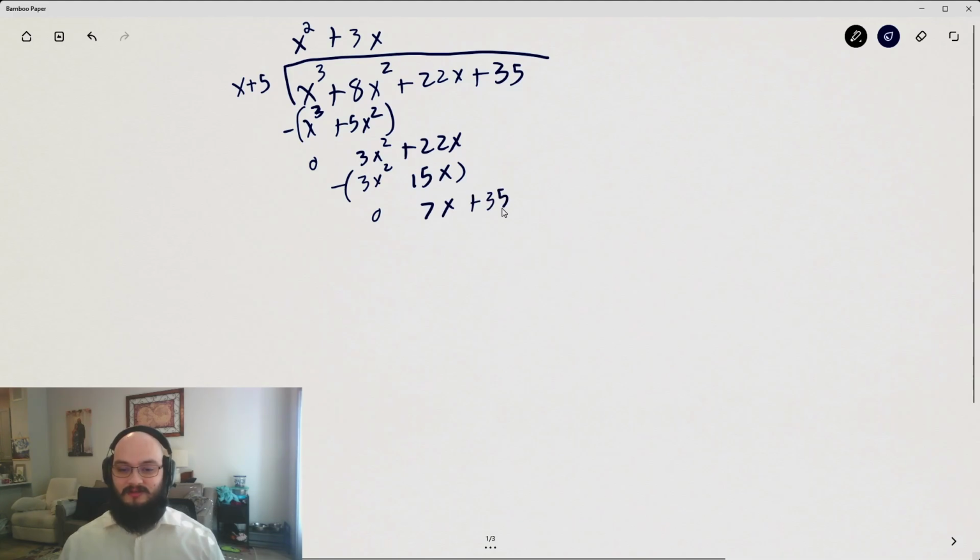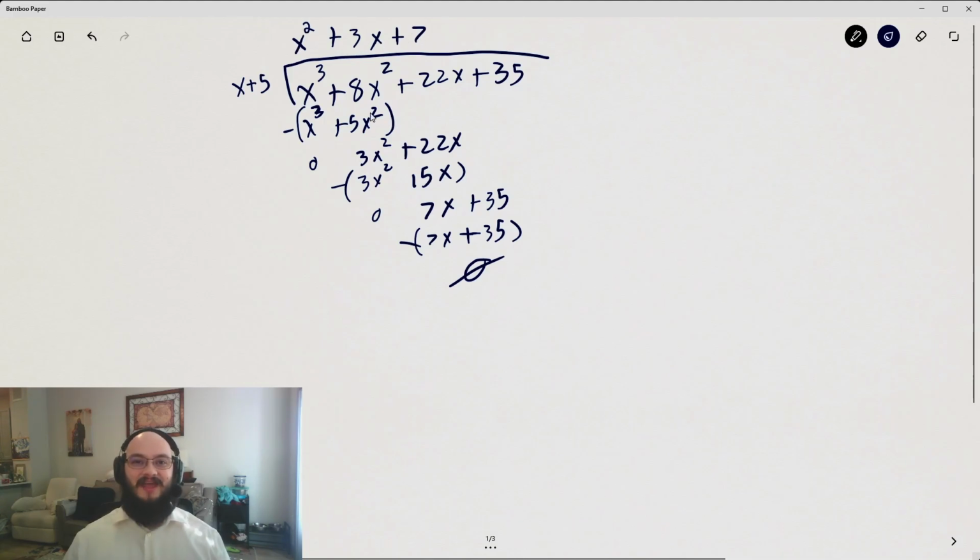Drop down our 35. And then we have, what do we multiply x by to turn it into 7x? Multiply it by 7. 7 times this whole binomial gives us 7x plus 35. Do our subtraction and wind up with 0. That means this is our final answer. It is x squared plus 3x plus 7. And that's the process that you follow anytime you do polynomial long division.